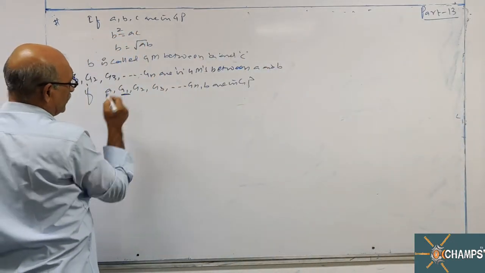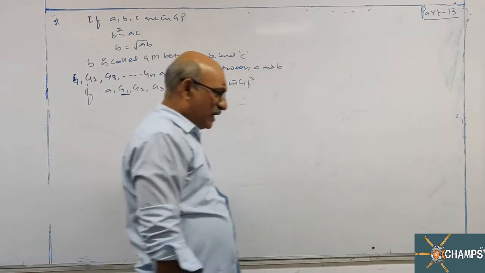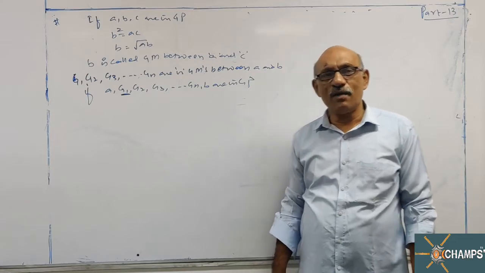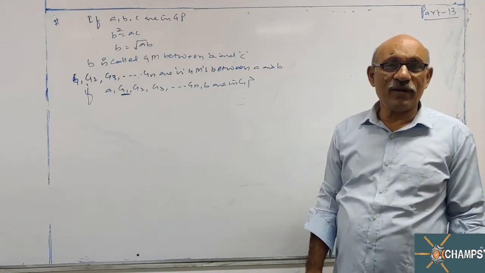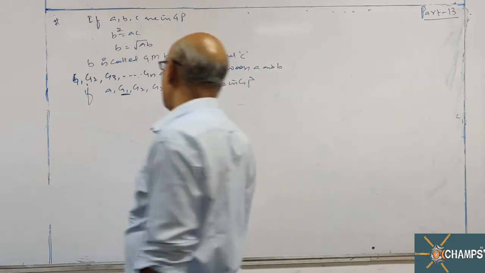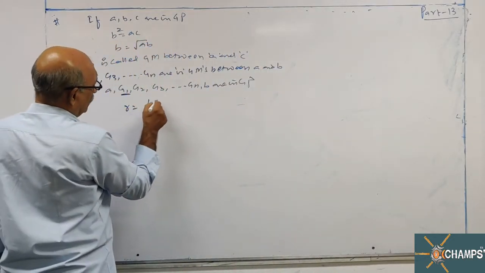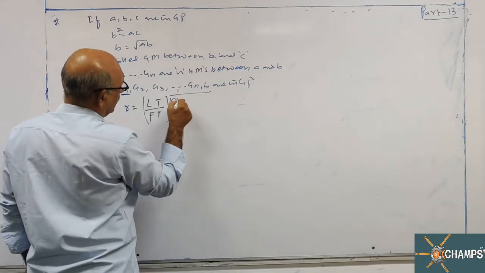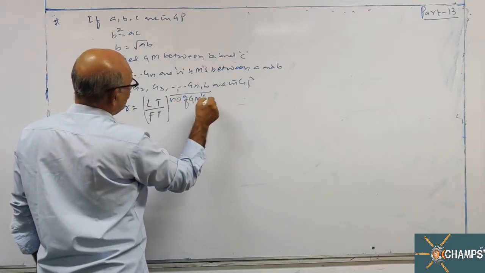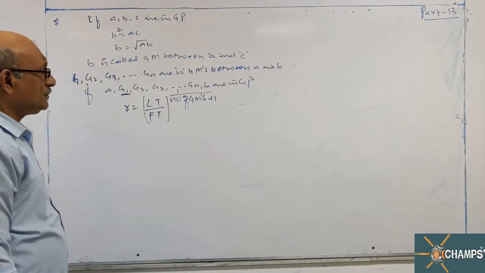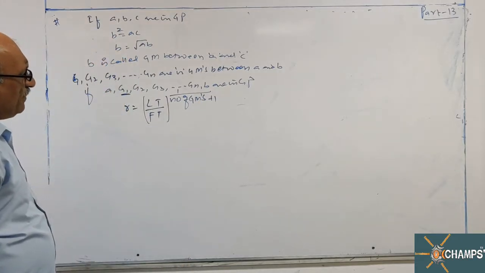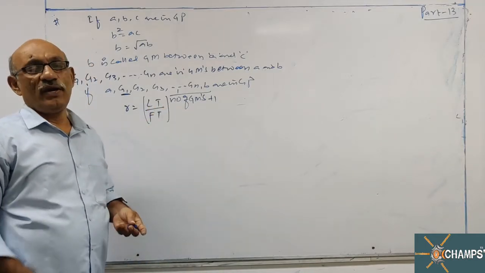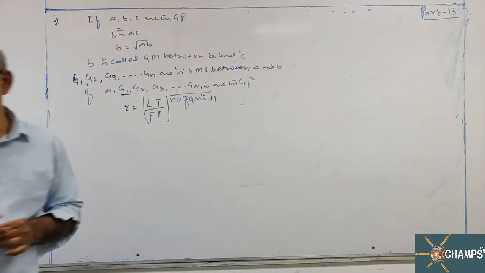Now sir, G1 is the second term of the sequence. The second term of the sequence is obtained by multiplying the first term with the common ratio. So the common ratio is required. How to calculate the common ratio, sir? This is the last term divided by first term whole to the power 1 by number of geometric means plus 1. You remember this. This way you have to calculate the geometric mean.